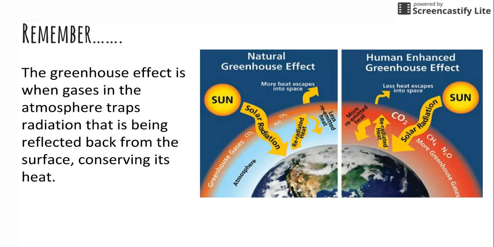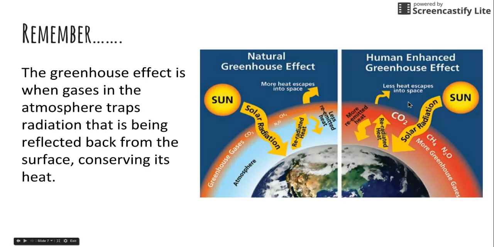So don't forget, when we talked about this idea of the greenhouse effect, is where gases in the atmosphere trap that radiation and it's being reflected back from the surface. This actually conserves heat. So you'll notice in this picture right here where we have this natural greenhouse effect, you have the solar radiation coming down, and then you have these greenhouse gases that trap this into the atmosphere. And this can power your convection currents because you have energy coming in and it heats up, and those then hotter areas of air rise to the surface because they are less dense, while the cooler air sinks to the bottom because they are more dense.